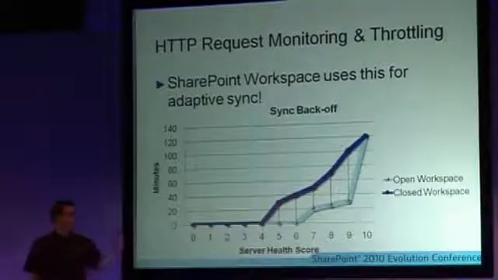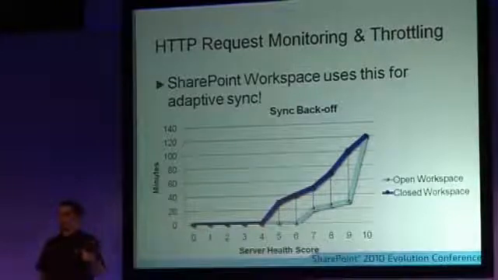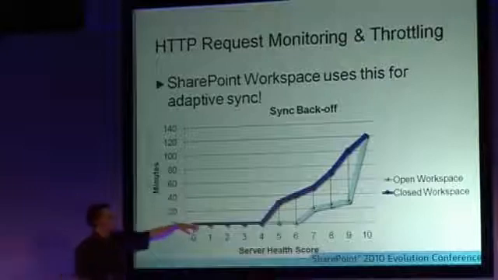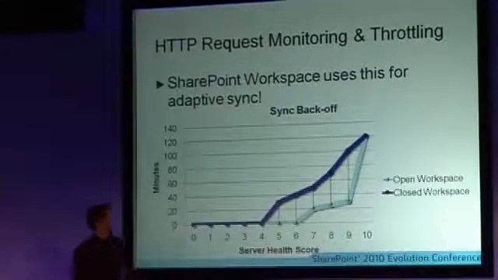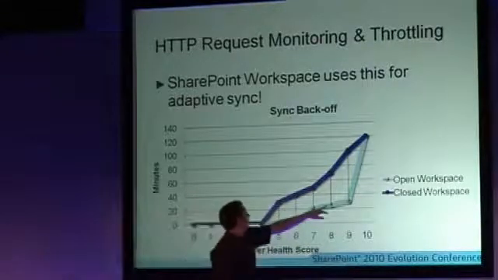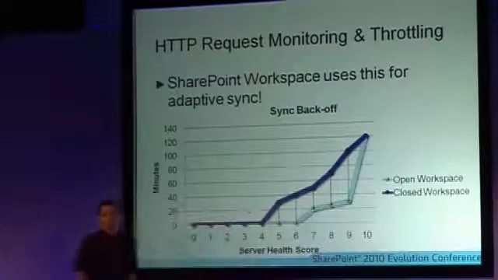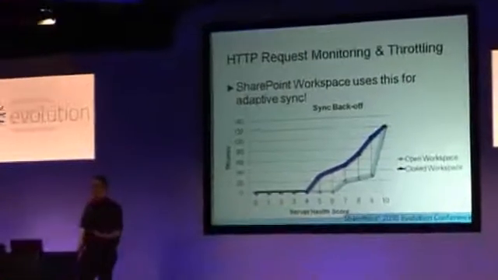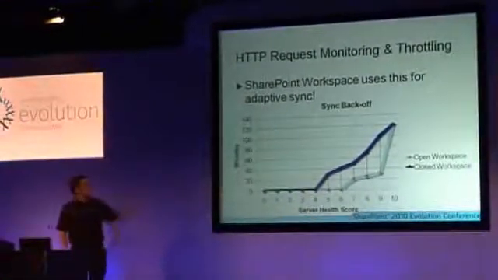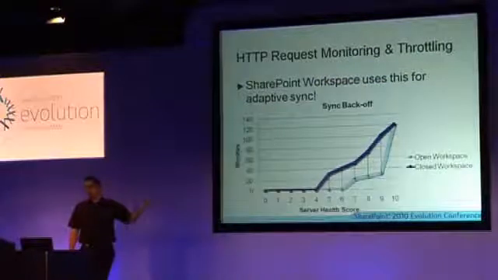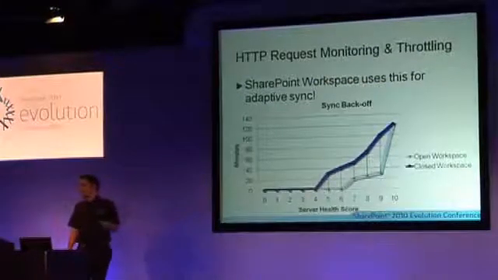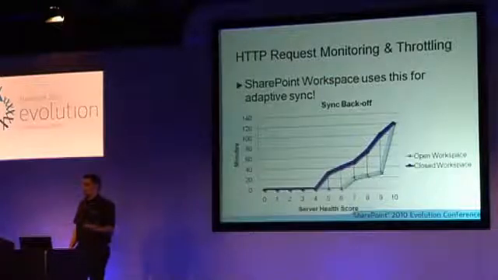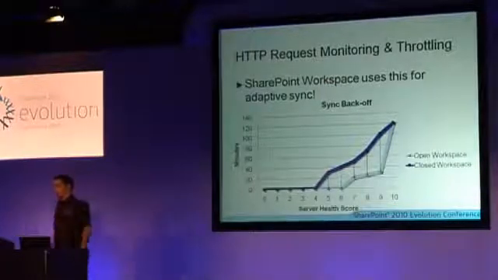Now, by default, an open workspace is 10 minutes, a closed workspace is 20. When we get to, I don't know, health score of 9 here, or 8, for example, we can see that we're getting to like 30 minutes and 60, 70 minutes respectively. So we're throttling back the number of requests, which hopefully should aid the server in terms of helping it recover. Now, obviously, this is just a SharePoint Workspace scenario, but of course, with Search or any of your own custom applications, you can use that header information to throttle back as and when you need to. So that's a pretty cool feature, I think.